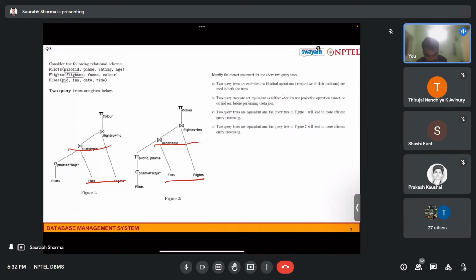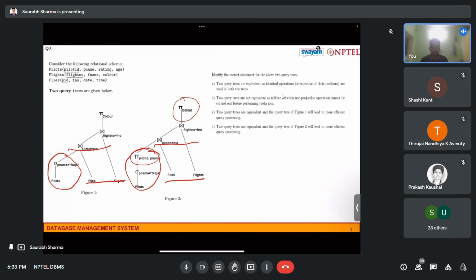Now from here, what we have to see is whether these two are the same or not, equivalent or not. If we select a name from pilot ID, then we have to join on pilot ID. We have to select this. Finally, we have to go for the color. So if we apply the projection operation here, there will not be any kind of essence of this. So we will just end up in color.